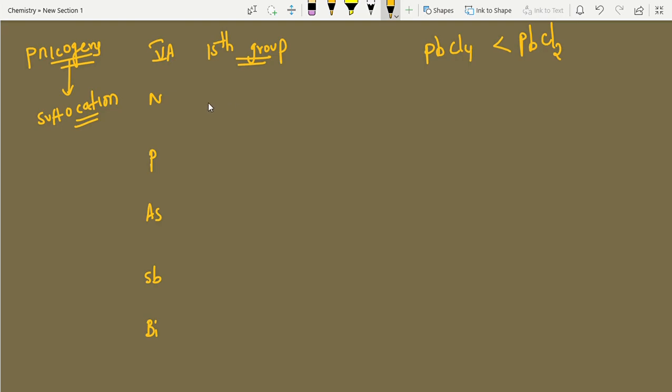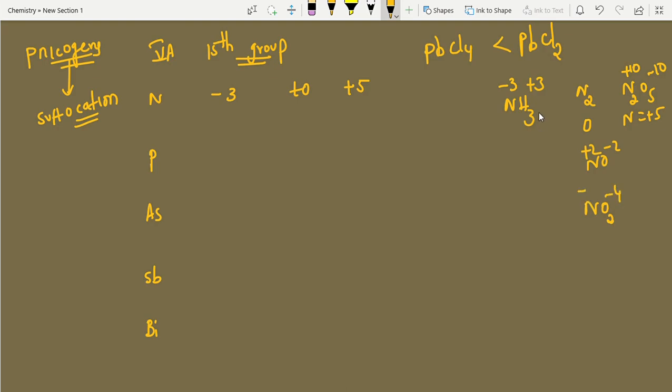Okay. Now these are all what we call pnictogens. 15th group, 5A group elements. Common oxidation state -3 to +5. See, NH3, this is -3. N2, elementary oxidation state, 0. And N2O5, each nitrogen is +5. Depends on NO, -2, +2. And NO2, what is this? -4, +4. It depends on the combining capacity of an element. It can show -3 to +5 oxidation states.